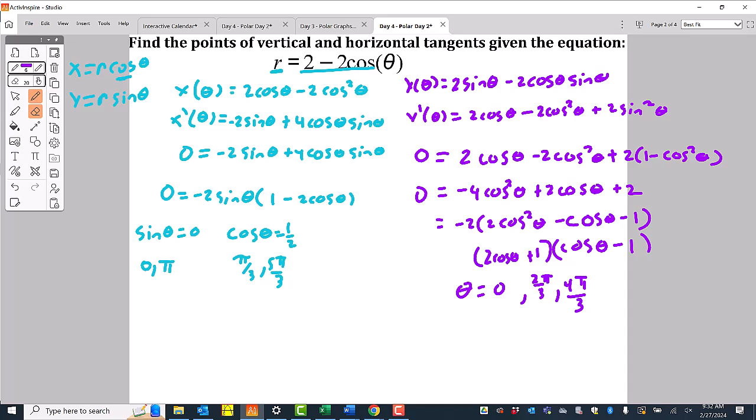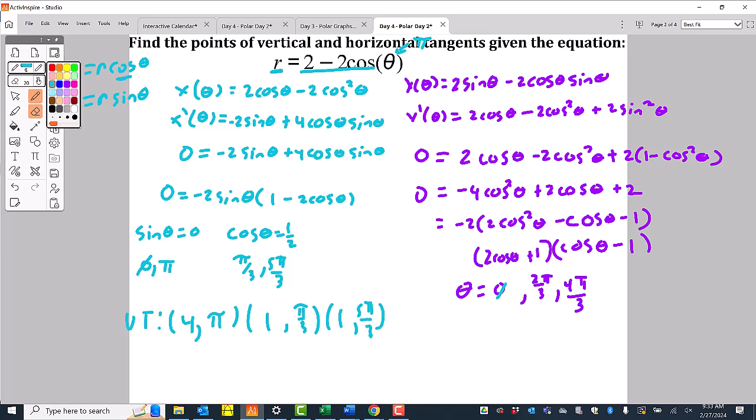We have vertical tangencies when x prime is equal to 0, so these would be our vertical tangencies. And we want to write them as coordinate points. Now we're not going to use 0 because it's shared for both of them. So we have pi and we need an r. We'll plug it back in to get an r. We plug pi in here and we get 4. We have pi over 3 and 1, and then 5 pi over 3 and 1. So those would be our vertical tangencies.